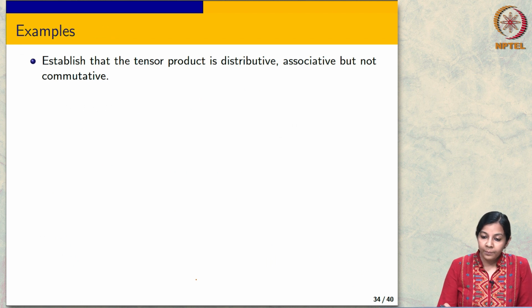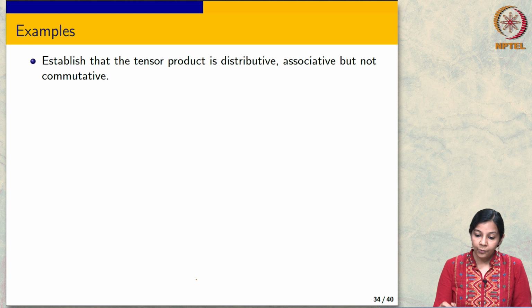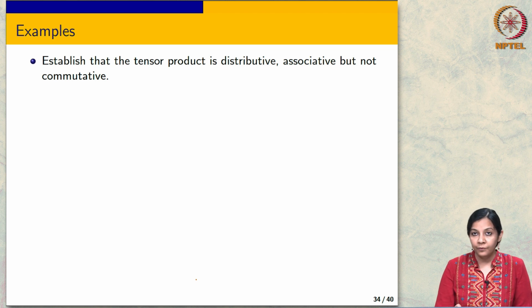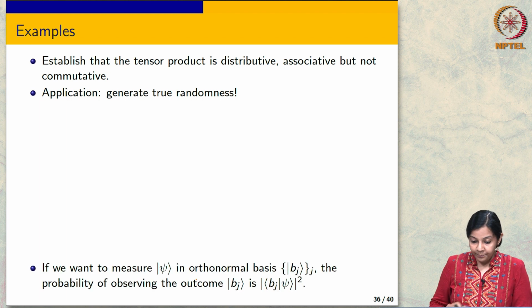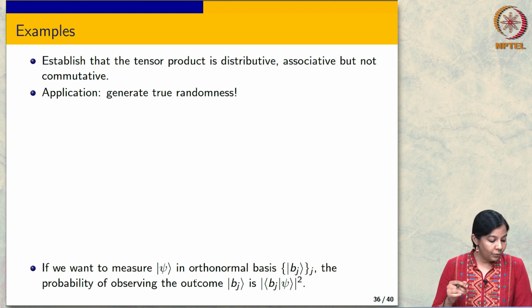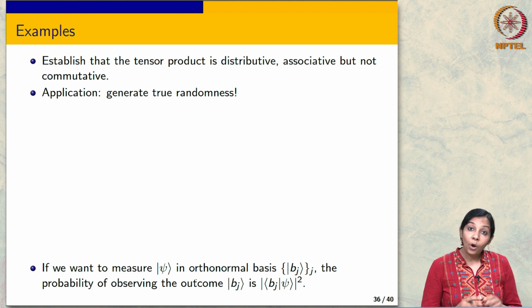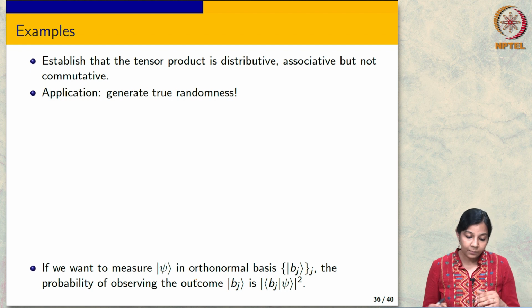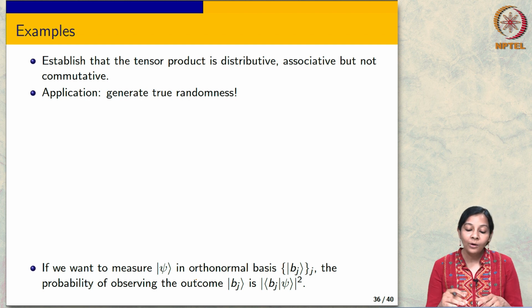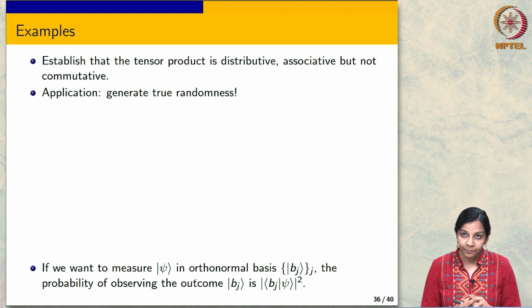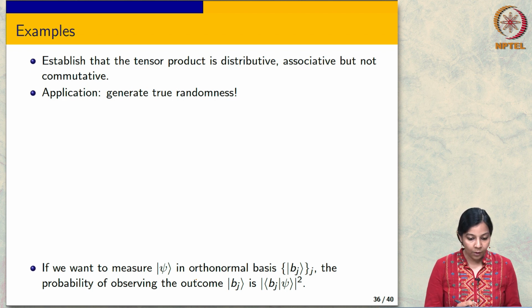A few simple exercises that you can try here: establish that the tensor product is distributive and associative but not commutative. I am not going to do it. What I will do is something more fun, which is I am going to show you how the simple ideas that we have already studied allow us to do something very, very cool already. Yes, just in lecture 1. The previous one was lecture 0. I am a computer scientist, so I am going to show you how to generate true randomness. First let me show you what I mean and then we will talk about it.